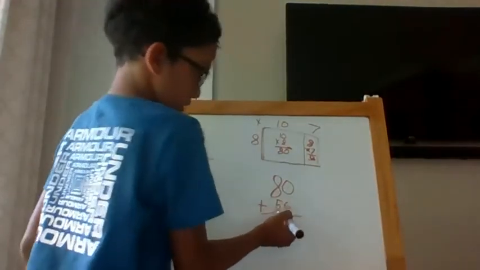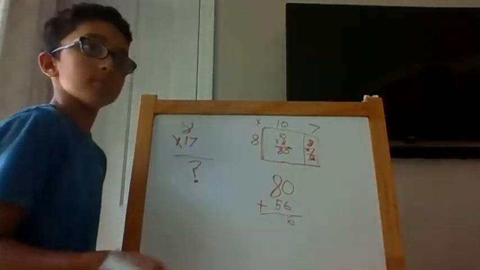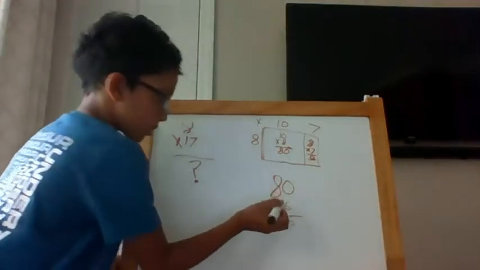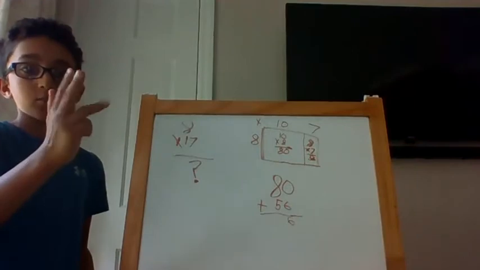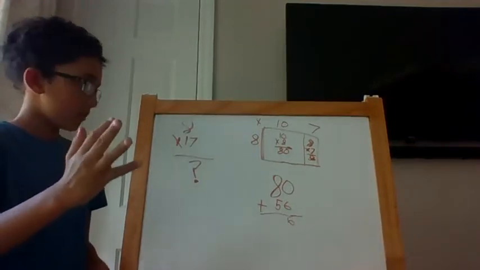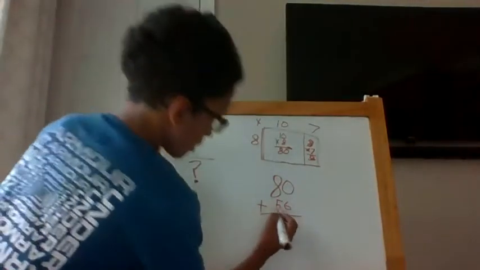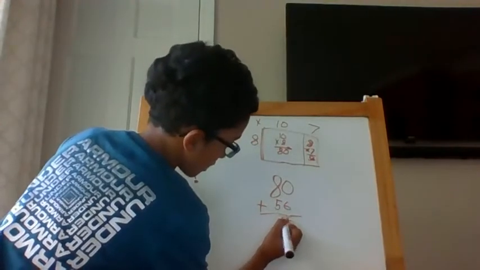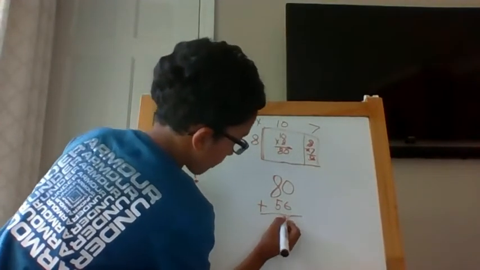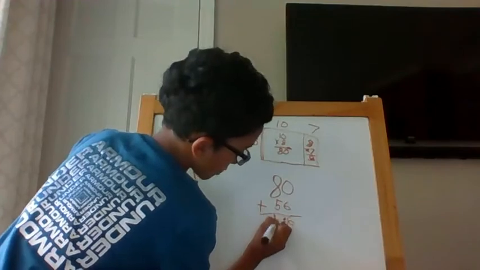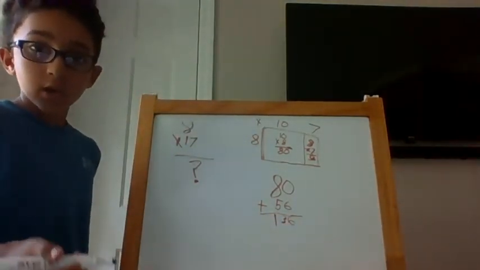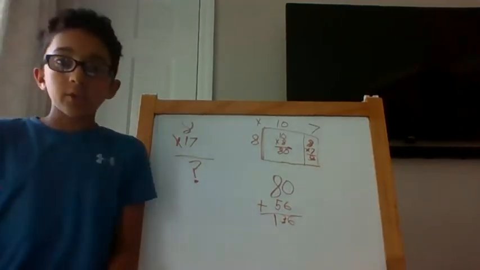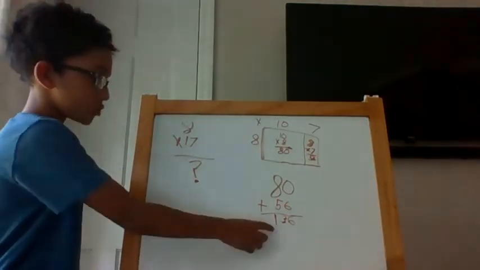And then 8 plus 5, let's count. 8, 9, 10, 11, 12, 13. So I'm going to put 3, and then we have no hundreds, but that 13. So the answer is 136. So 8 times 17 is 136.